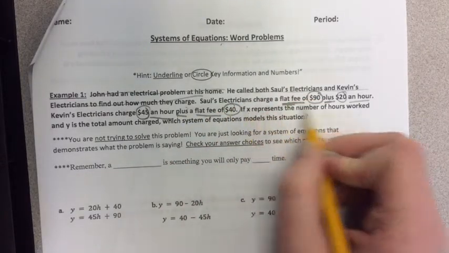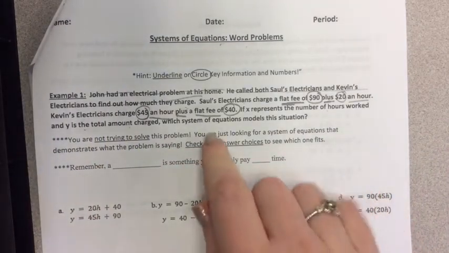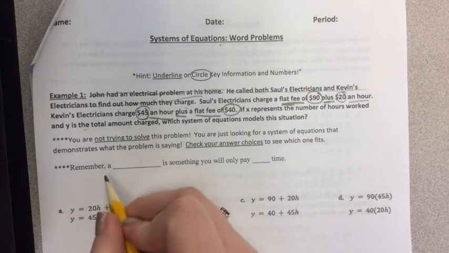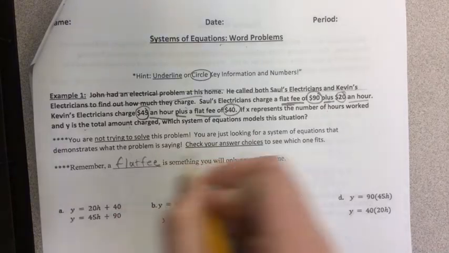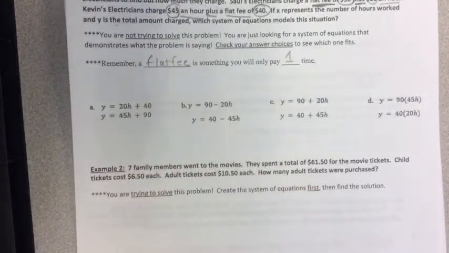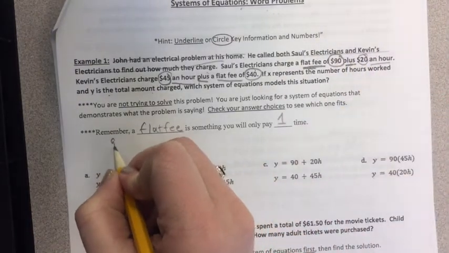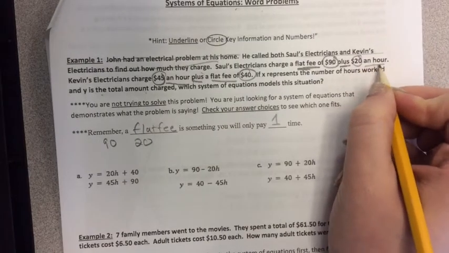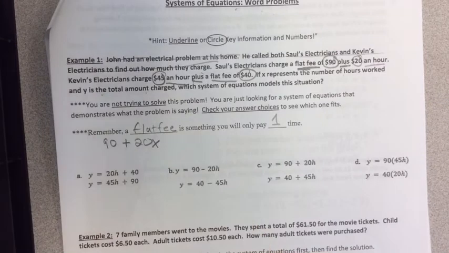So X represents the number of hours, Y is the total amount charged. And then we're going to have to pick an equation that goes with that information. So remember that a flat fee is something that you only pay one time, so we don't need a variable. Okay, so we know that 90 and 20 have to go together. And because this was $20 an hour, every hour, that needs an X. And they told me it was plus.